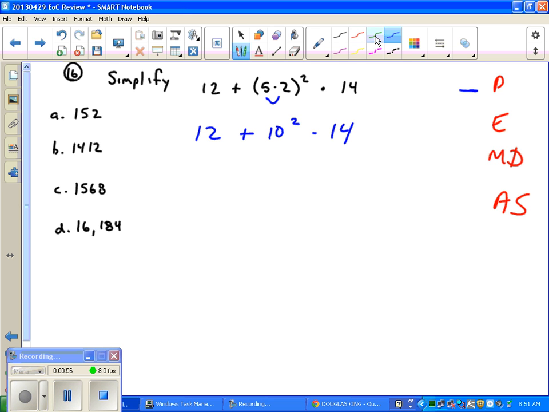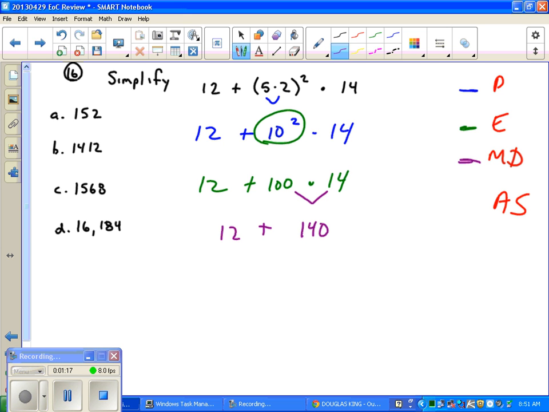After parentheses, you want to do exponents. 10 squared is 10 times 10, which is 100. Still times 14, still plus 12. The next step is to do your multiplication and division. So multiply 100 times 14. You don't need a calculator for this. This is just move a decimal one time. 14 becomes 140. Still plus 12. Multiplication and division's done. Last one you want to do is addition and subtraction. Add 12 plus 140, 152.